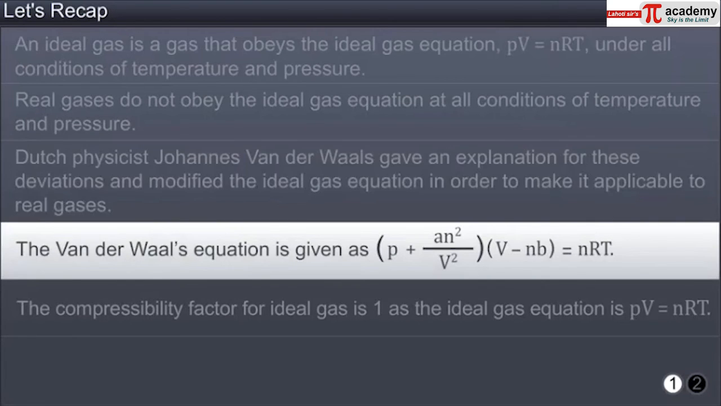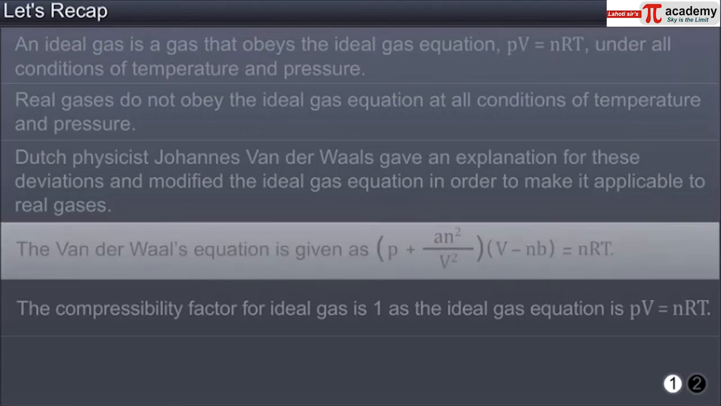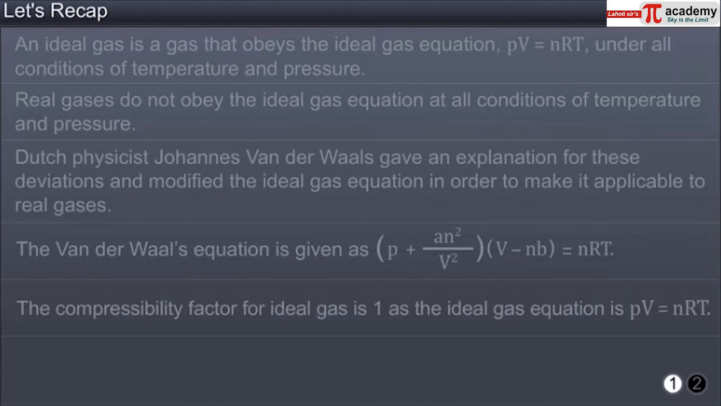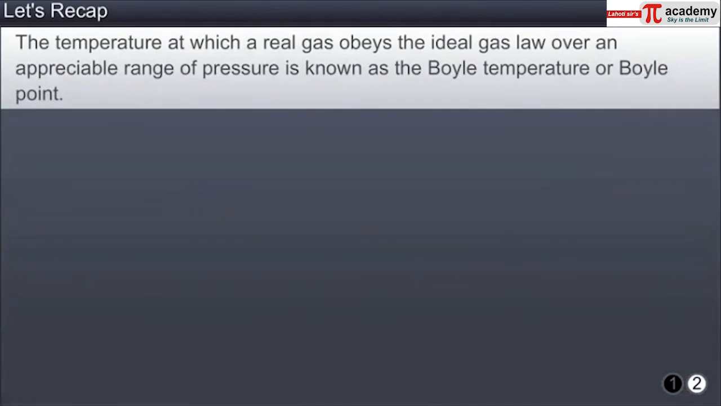The van der Waals equation is given as (P + an²/V²)(V − nb) = nRT. The compressibility factor for ideal gas is 1, as the ideal gas equation is PV equal to nRT. The temperature at which a real gas obeys the ideal gas law over an appreciable range of pressure is known as the Boyle temperature or Boyle point.